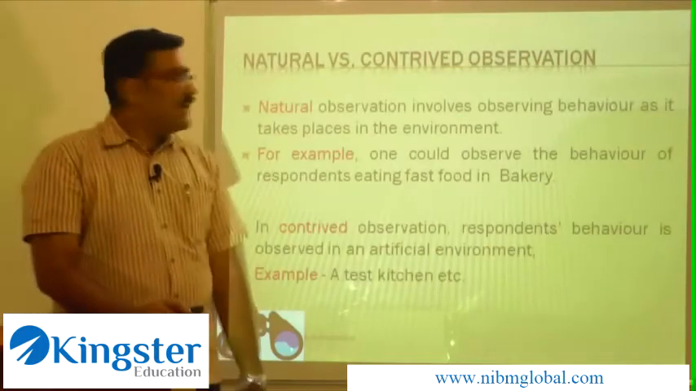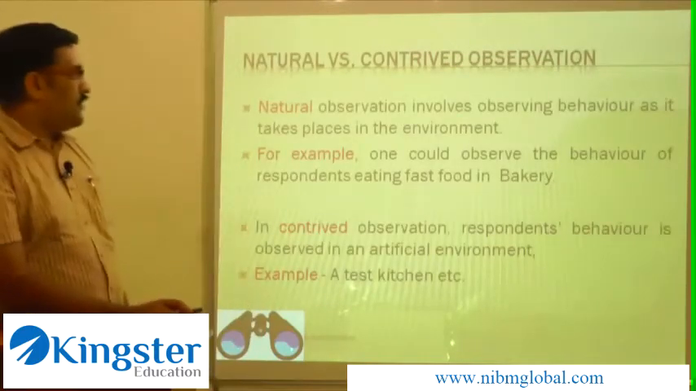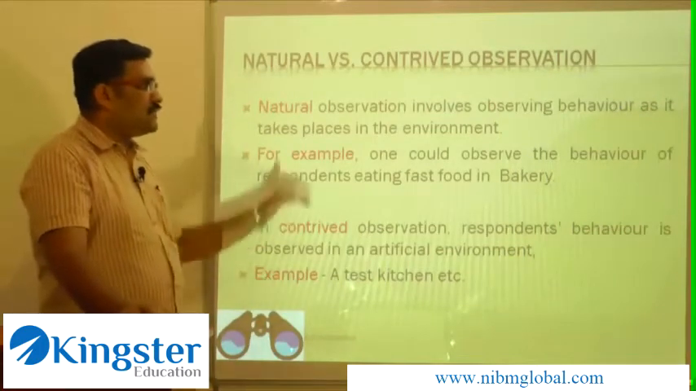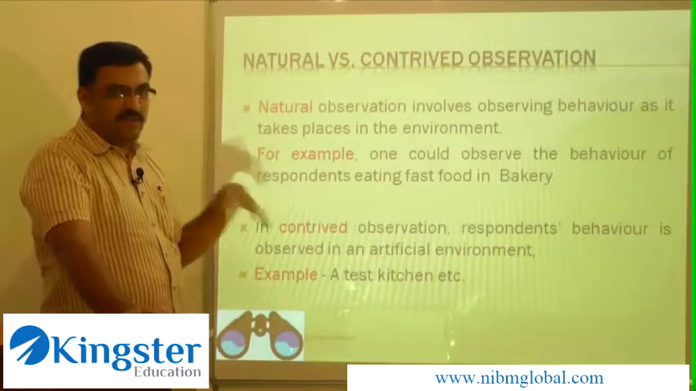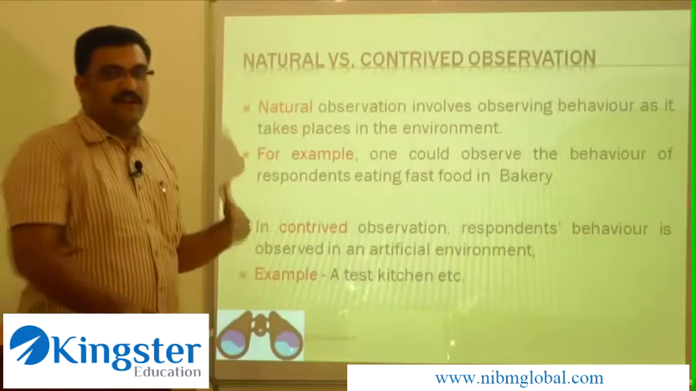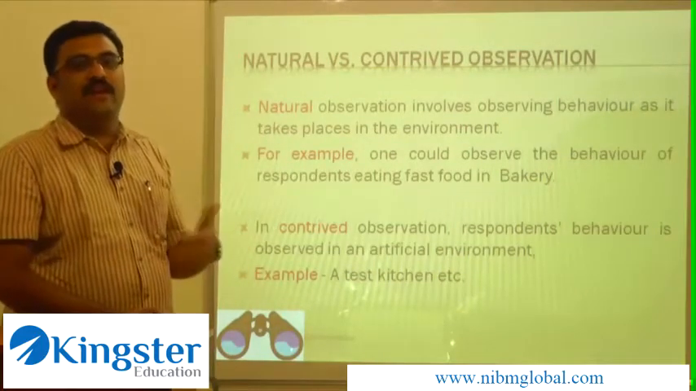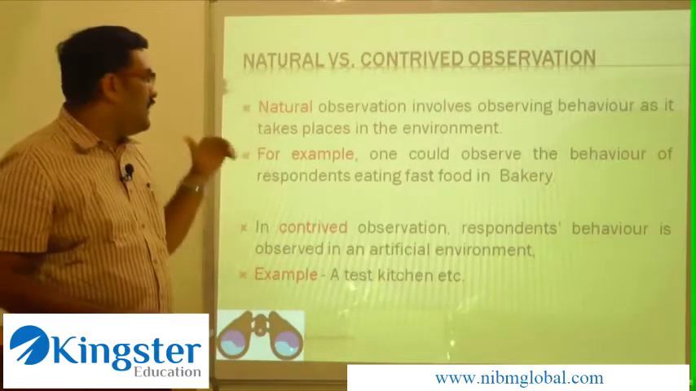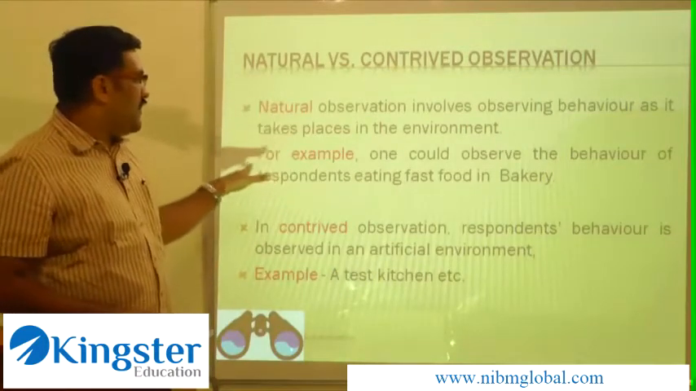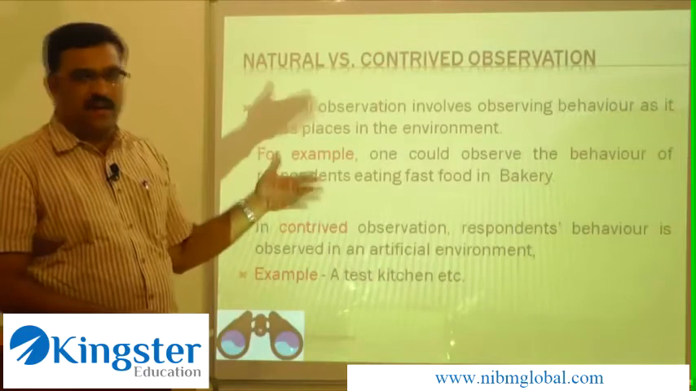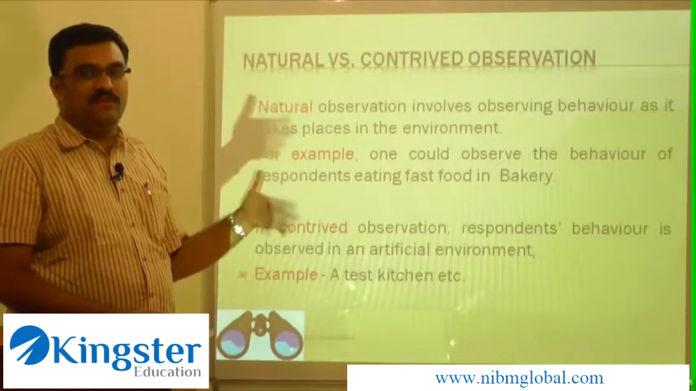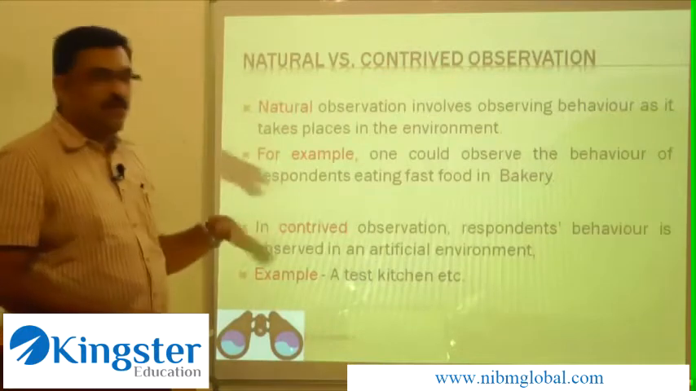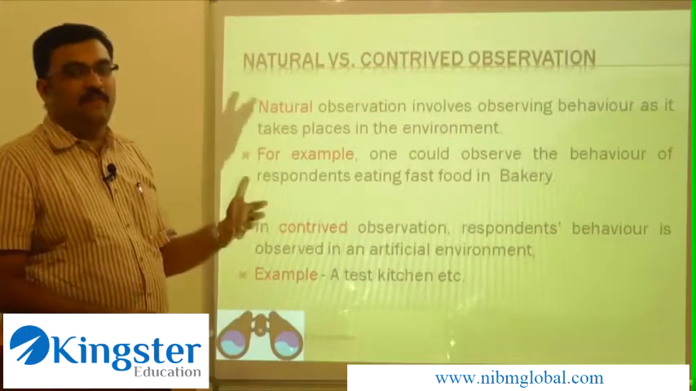So next aspect is natural versus contrived observation. Natural observation involves observing behaviors as they take place in the environment, right from the environment where it is occurring, so we may be going directly and observing that. One could observe the behavior of respondents eating fast food in a bakery, in a hotel, or observe how people are playing in a playground. All these are direct observation, as and when it happens.